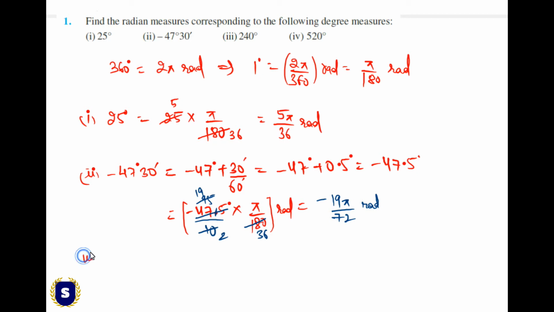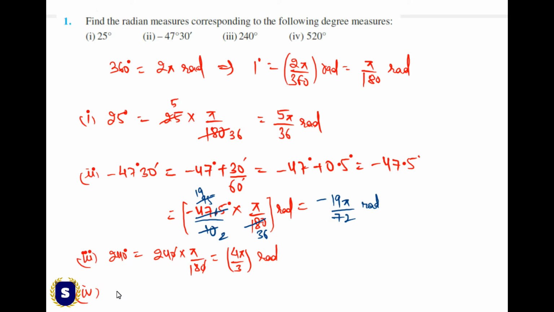Let us solve the third part now. 240 degrees, converting into radians, we have to multiply it by pi by 180. That comes out to be 4 pi by 3 radians. Don't forget to put the unit at last.